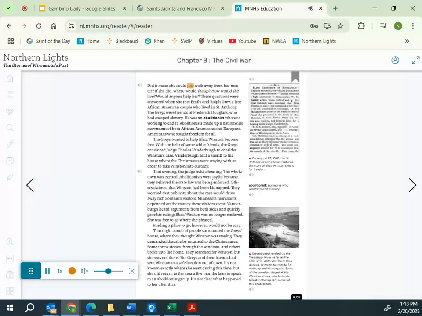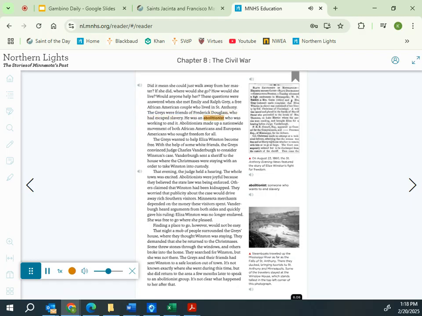Did it mean she could just walk away from her master? If she did, where would she go? How would she live? Would anyone help her? These questions were answered when she met Emily and Ralph Gray, a free African-American couple who lived in St. Anthony. The Grays were friends of Frederick Douglass, who had escaped slavery.